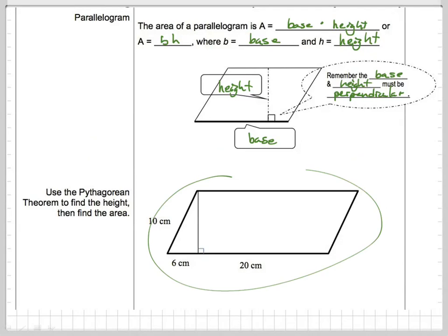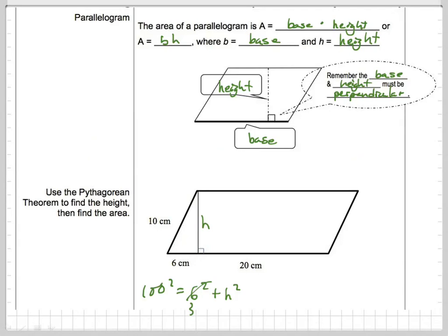Now here's a parallelogram right here that's missing the height. How would we find this height? Yeah, we have a right triangle right here, so what would we use? Pythagorean theorem. So you would say 10 squared equals 6 squared plus h squared, because this is h. So that's 100, that's 36, that's h squared. If I subtract 36 from both sides, I get 64, right?